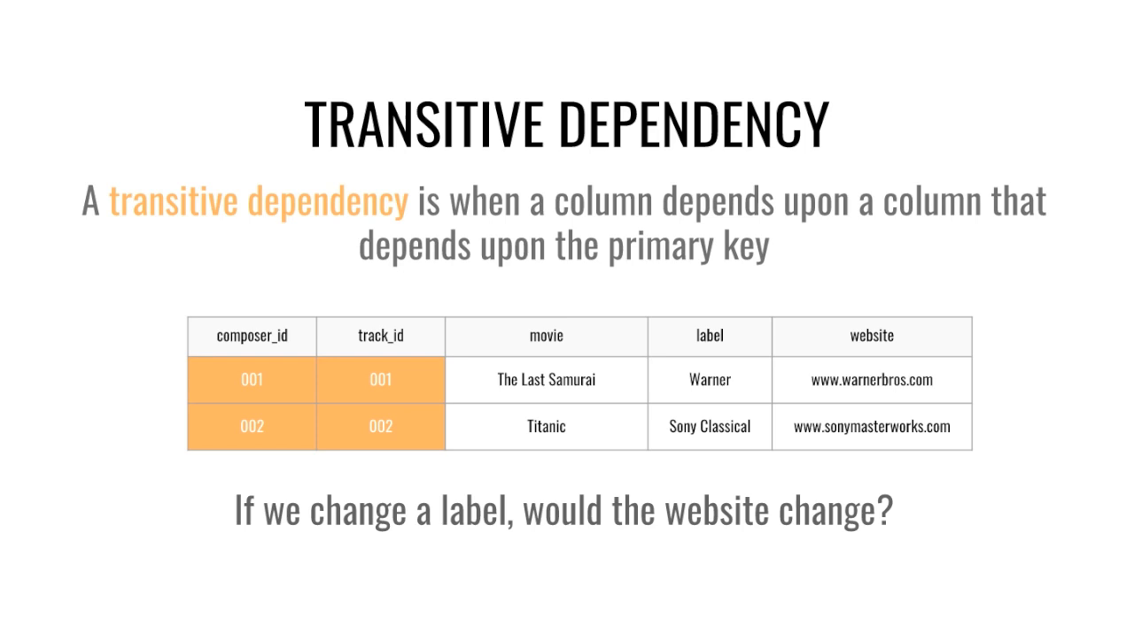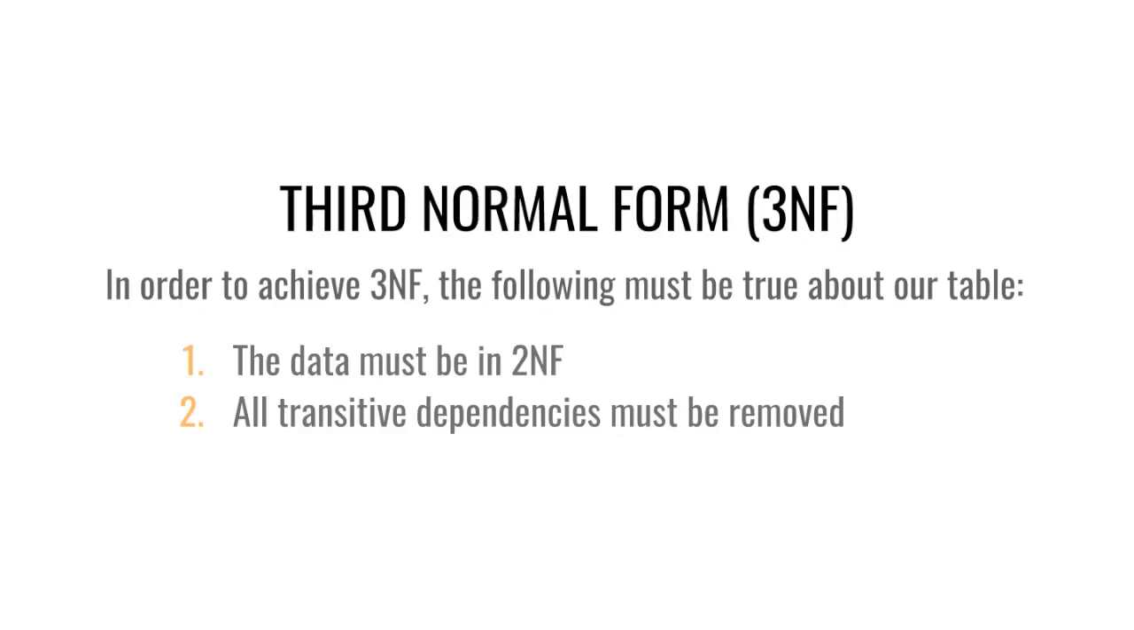So that right there is a transitive dependency. It depends on label. So if we change label to Turner, the website would have to change. So website and label are definitely a problem, and we would have to remove those and potentially make a new table for them. So 3NF is all about that. It's about removing the transitive dependencies.